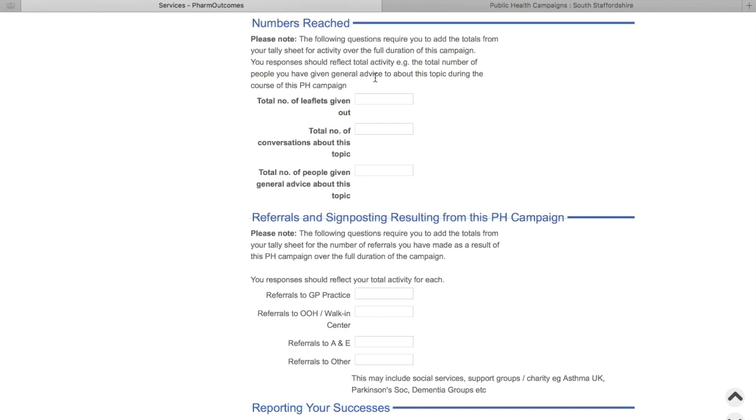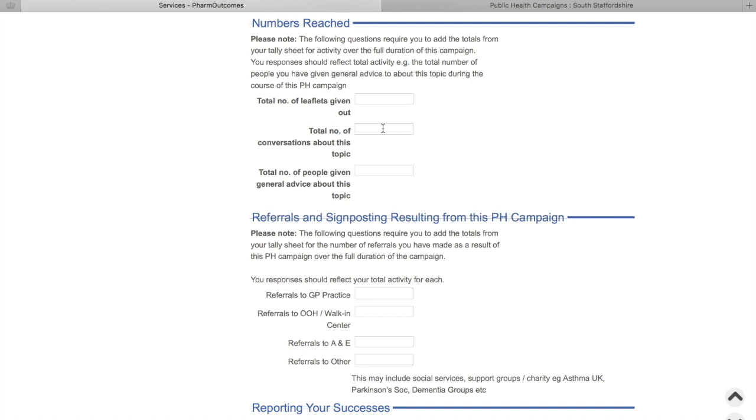It's not asking how many people read the leaflet. It's just asking how many you've given out. So if you got 50 and you've only got 2 left, then you gave out 48. That's what goes in there. You're asked to just jot down how many conversations about the topic you've had. And you might have done it in your pharmacy that a member of the team just spent one day talking to everybody that came in.